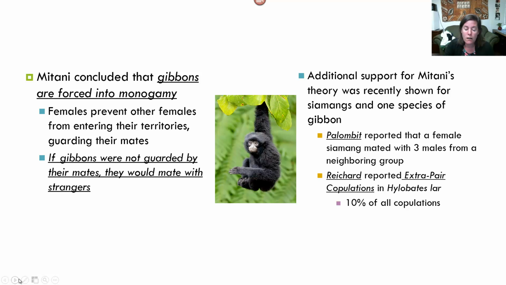Additional support for this recently was shown to be the case for siamangs and one gibbon species. Ryan Plombett reported that a female siamang mated with 3 males from a neighboring group. And Richard reported extra pair copulations in Hylobates lar. He noted that 10% of all copulations in this monogamous species were extra pair copulations, copulations with individuals that were not your mate. So they're monogamous and they have long-term relationships, but they do cheat on their mates.